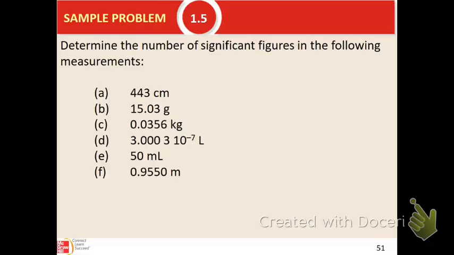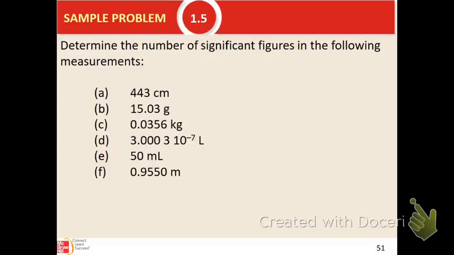Look at letter E. It says 50 milliliters. That 0 comes at the end of a number. Here are the trickiest ones in my mind, because I have a 0 and it's at the end. With zeros at the end, you have to ask yourself the question, is there a decimal in that number? No, there's no decimal, so no, they don't count. So there's only 1 sig fig in that number.